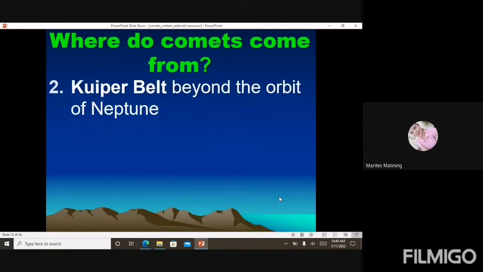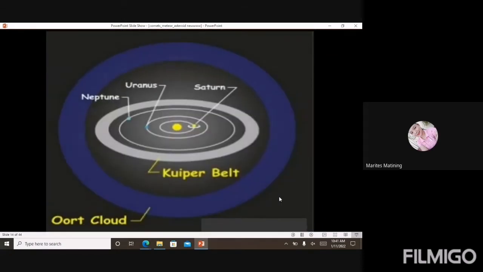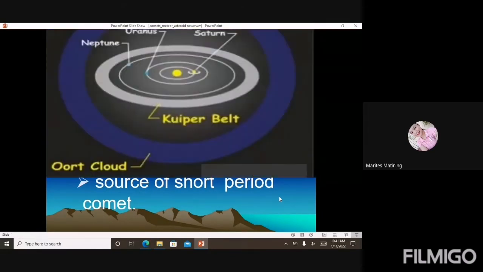Then, the second is doon sa Kuiper belt. Okay, so may mga comets din yan. It's beyond the orbit of Neptune naman ang Kuiper belt natin. So they believe that there are over 70,000 objects in the Kuiper belt. That's the source of short period comets naman. So dun kay Oort cloud, source siya ng long period comets. Sa Kuiper belt, nandun naman yung mga short period comets.